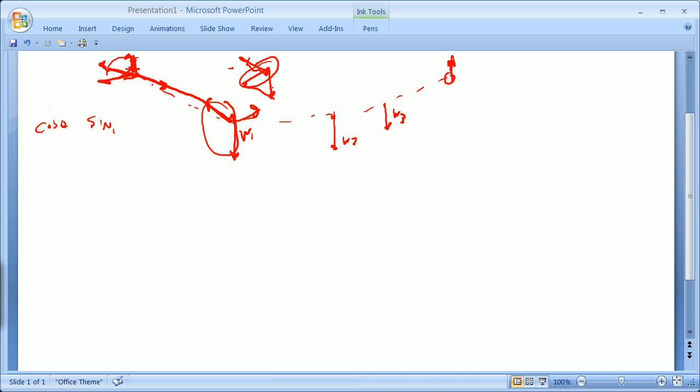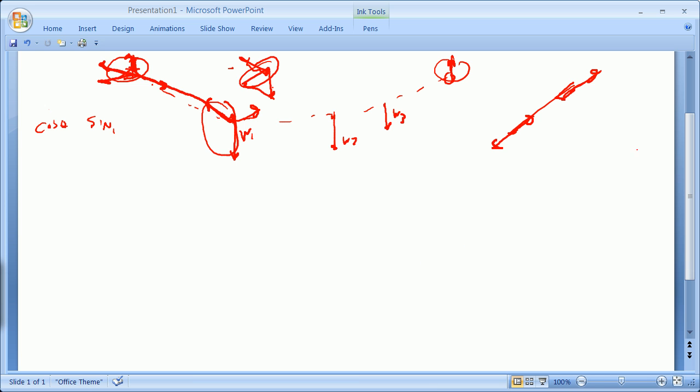You solve for the reactions by sum of the moments, and then you use a series of concurrent force problems to go across the structure, realizing that, like in a truss, if you've got tension here, it's pulling out there. If it's compression here, it's compression here. You should have gotten that out of doing your trusses.